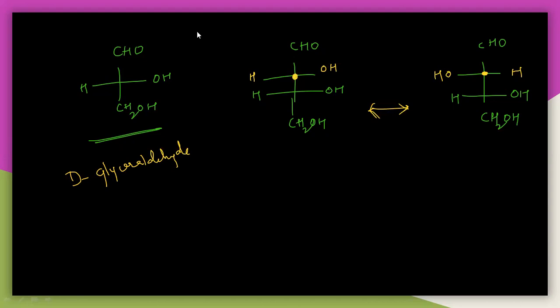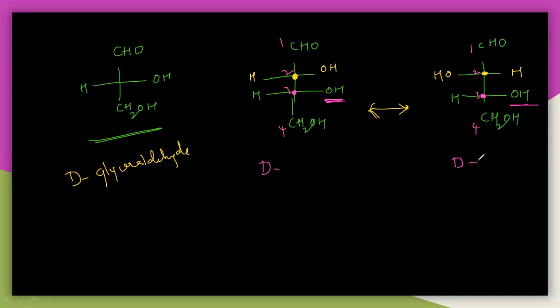Now we have to give the numbering again and give the DL configuration. For this I can write 1, 2, 3 and 4, and for this 1, 2, 3, 4, and this is the carbon we have to consider for D and L, the highest chiral carbon. So we consider only that chiral carbon for the DL configuration. Here the OH is on the right side, here also on the right side, so this is D and this is also D. Both are D only. Remember this. Even though they are different, they show only D.